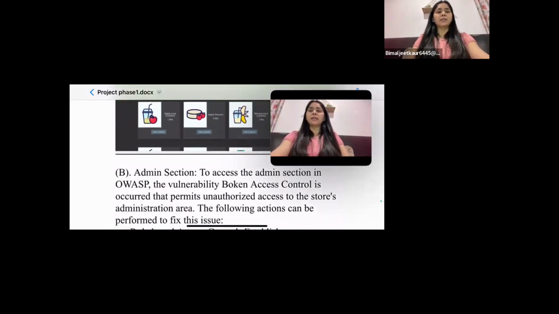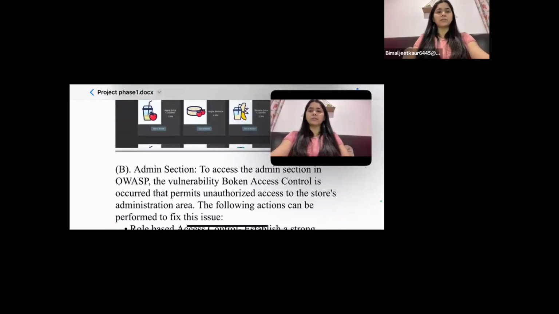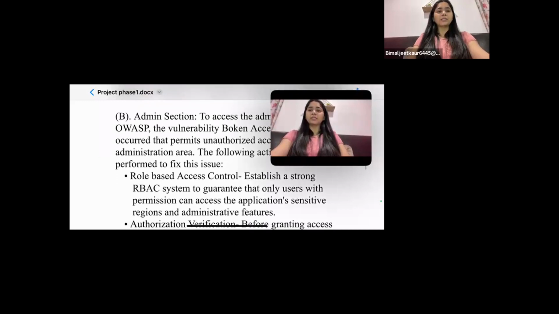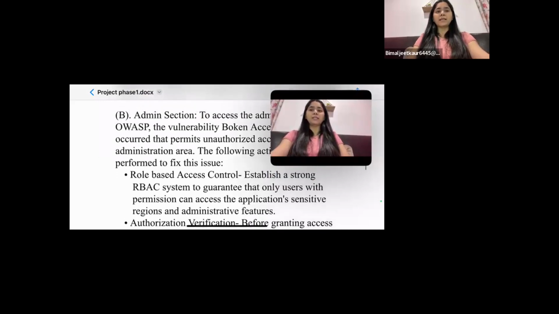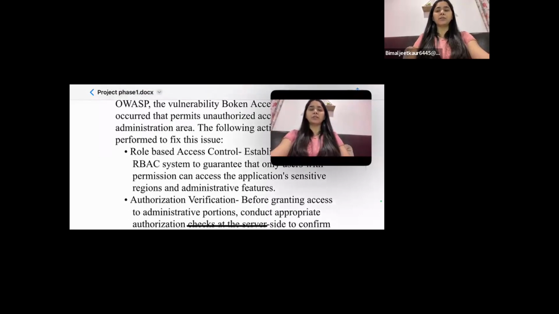The next one is the admin section. If we want to log in as the admin, we have to find out the administrator login email and password. To access the admin section in OWASP, broken access control occurs that permits unauthorized access to the store's administration area. There are two actions which are performed. The first one is role-based access control. Establish a strong RBAC system to guarantee that only users with permissions can access the application's administrative features.